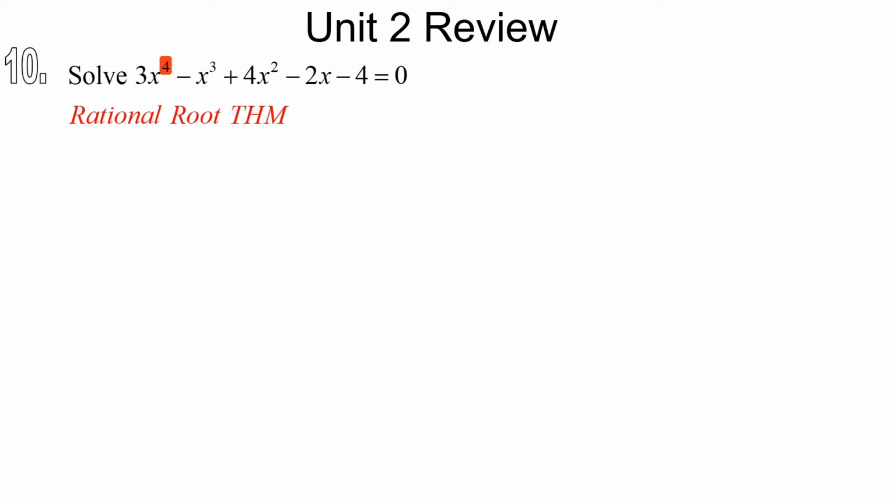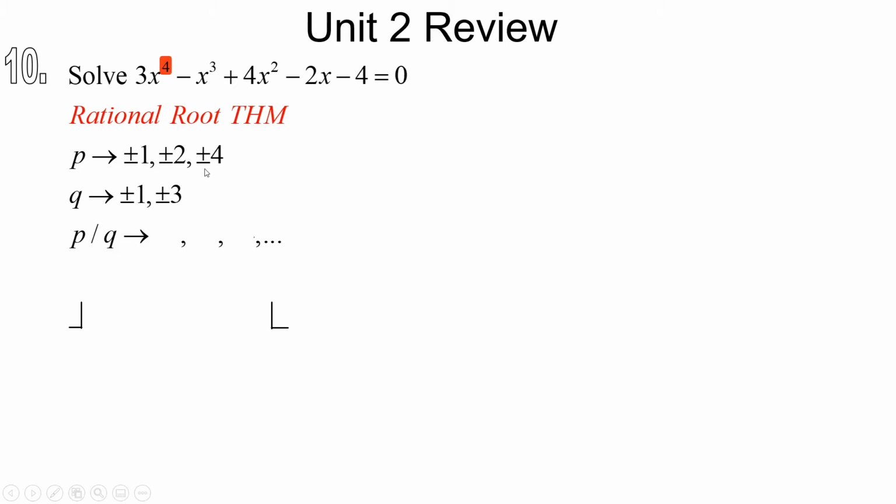All right, so let's remember what we do here. First, p must be a factor of my constant, negative 4. So p can be plus or minus 1, plus or minus 2, or plus or minus 4. Now q must be a factor of my leading coefficient, which is 3. So q can be plus or minus 1, or plus or minus 3. Now all of my possible rational roots have to be p over q.